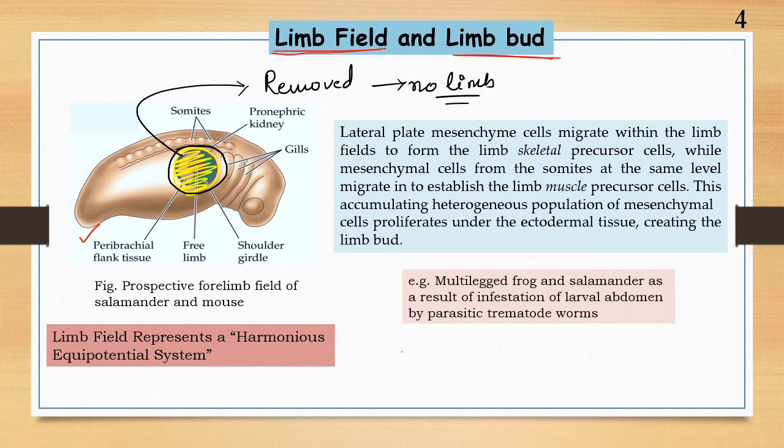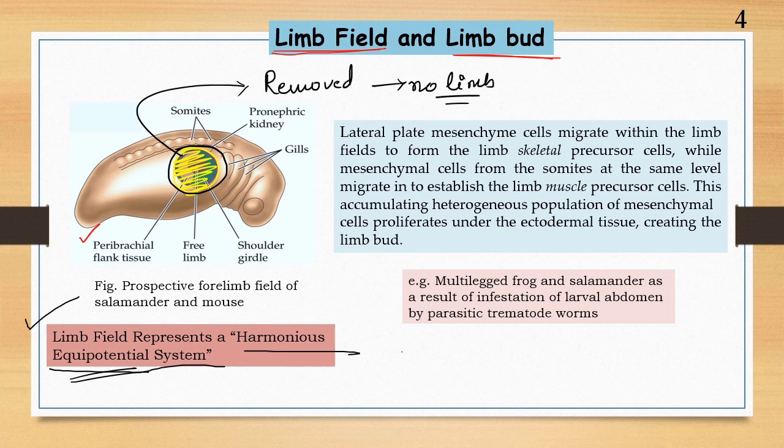It can also be said that the limb field represents a harmonious equipotential system. That is, every cell in the limb field has the potential to develop a limb. That is why it is known as a harmonious equipotential system. That is, the cells have equal potential.